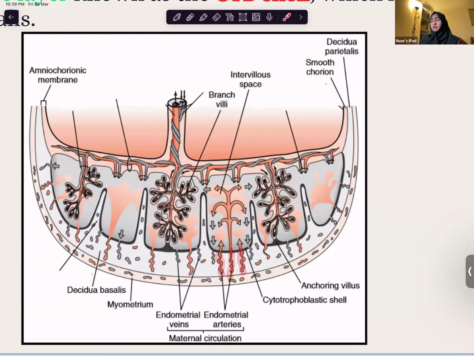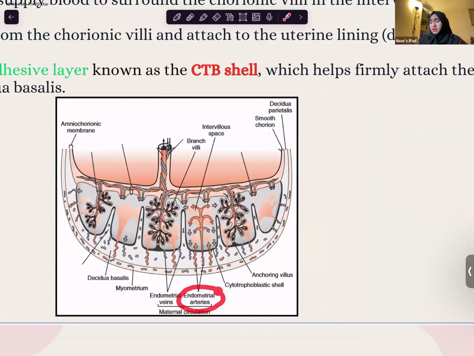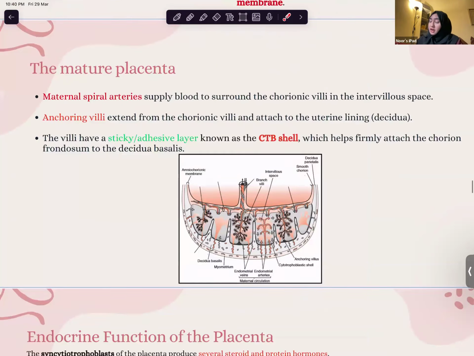They are basically called the spiral arteries more specifically, but you can also call them endometrial arteries as per this picture. They are basically involved in providing blood around the chorionic villi. And then the anchoring villi extend from the chorionic villi and attach to the uterine lining.